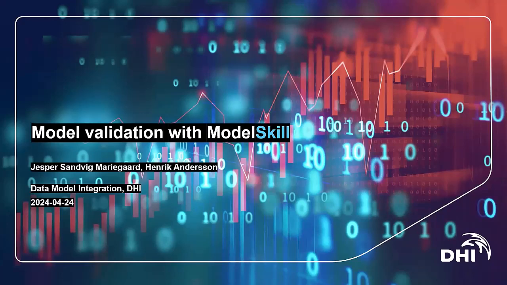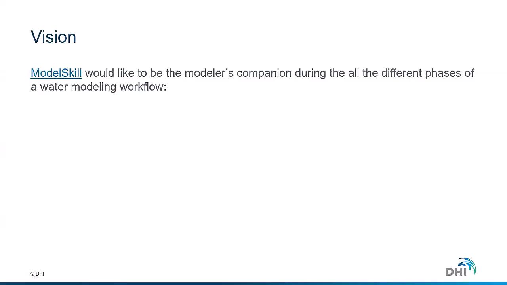And the topic today is the library called ModelSkill, which is a Python library for comparing observations and model results. It used to be called something different, FMSkill. So if you've heard that, this has now been reborn as ModelSkill to show that it supports a much wider range of different models. And our overall vision with ModelSkill is that it could be a modeler's companion during the different phases of a water modeling workflow.